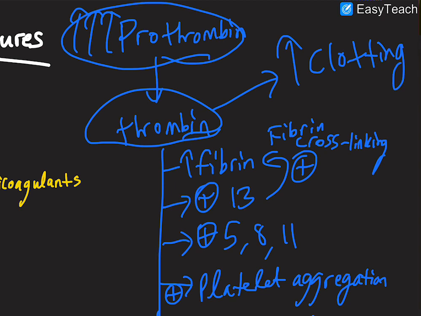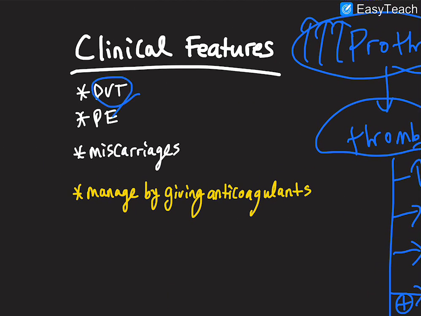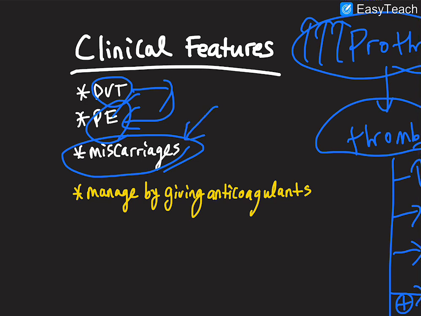So why is this bad? Well, if you're forming more clots, you have an increased risk of deep vein thromboses. And if that deep vein thrombosis dislodges and goes to the right side of your heart and into your lungs, you increase your chance of getting pulmonary embolisms. And then of course, if a clot forms in a blood vessel supplying your placenta, then you have an increased risk of miscarriages. And because in this disease you have more clotting, due to increased levels of factor 2, for example, you can manage this by giving anticoagulants.